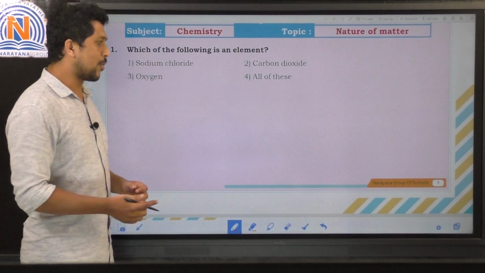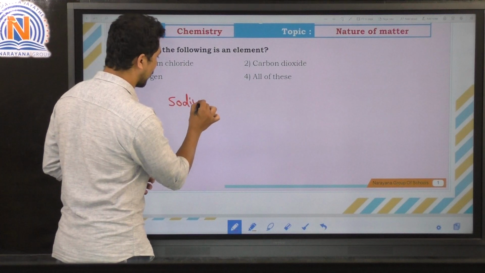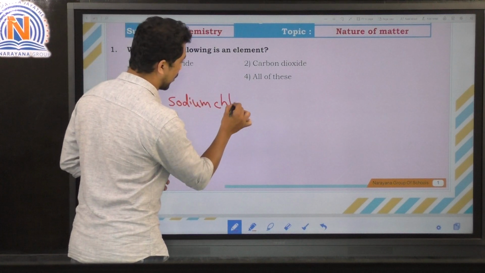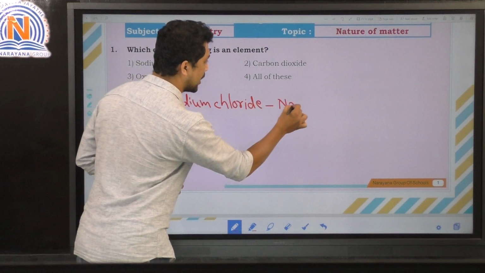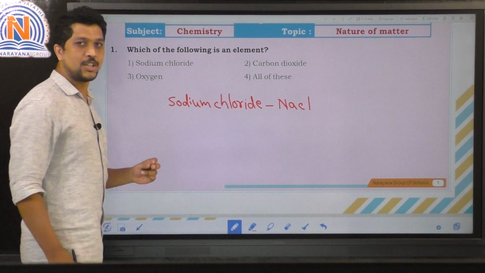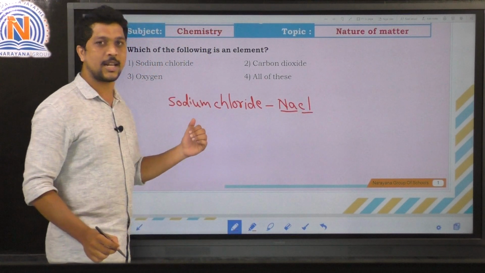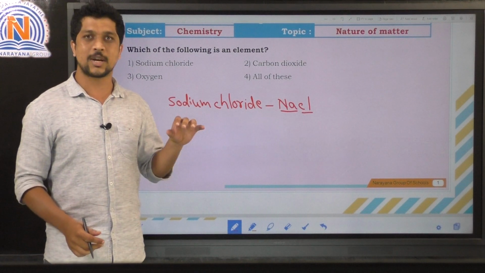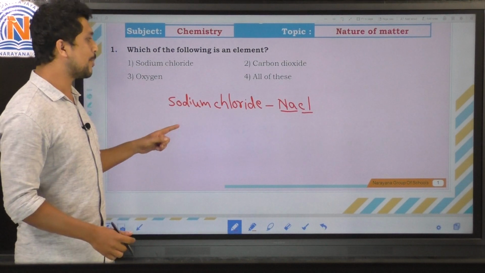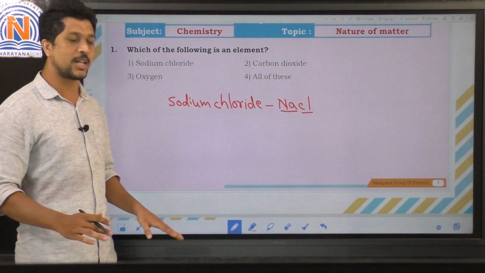First one, sodium chloride. The chemical formula for sodium chloride is NaCl. So it contains two atoms, one is sodium, another one is chlorine. So this is not an element. We know that an element contains only the same kind of atoms. So sodium chloride contains two atoms, one is sodium, another one is chlorine. So this one is not an element.